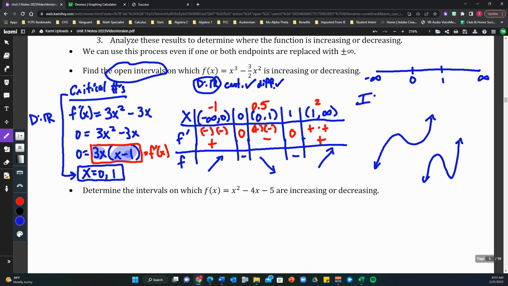So for our intervals, what they're asking us to find here, this function is increasing on the intervals negative infinity to 0, as well as 1 to infinity, and then it is decreasing on the open interval 0 to 1.